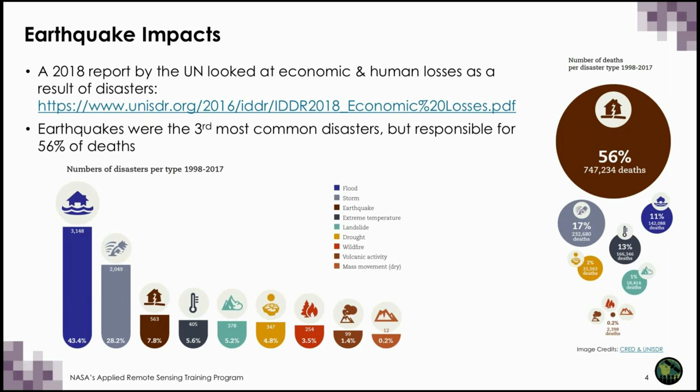First, a little background on the impact of earthquakes. A 2018 report published by the United Nations looked at economic and human losses as a result of disasters from 1998 through 2017. And they reported that even though earthquakes are the third most common disaster, they are responsible for 56% of deaths from all disasters listed here, which amounts to 747,234 deaths from the period of 1998 through 2017.